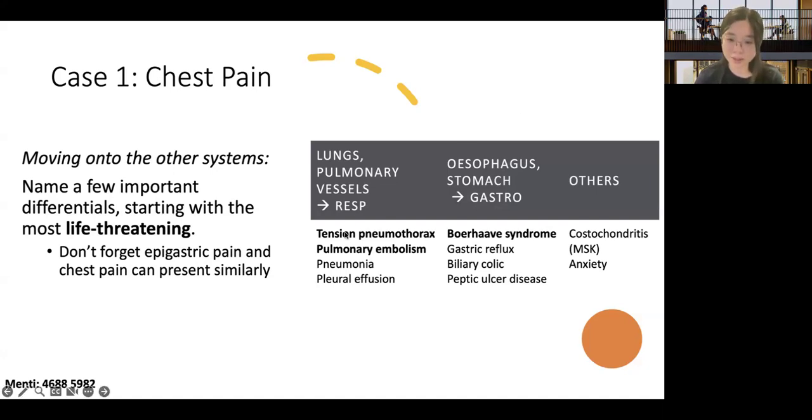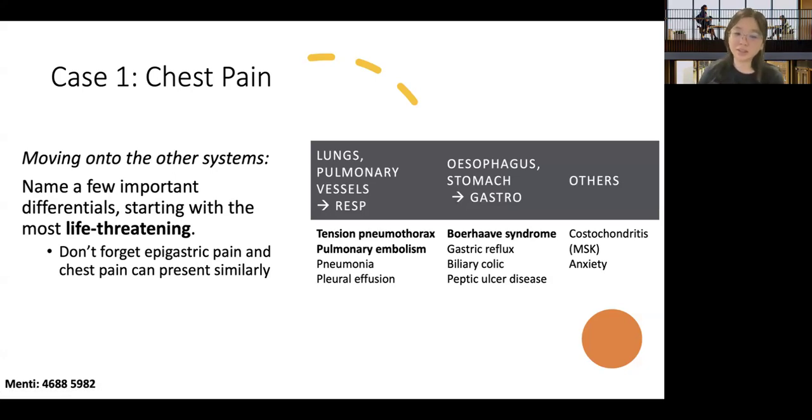The ones that I want to talk about today are tension pneumothorax, PE, and Boerhaave syndrome. These are the most life-threatening ones that we don't want to miss, and that's why I'll be going through these conditions. But some of the others: biliary colic, I think someone said something about gallstones just now, so yeah, that's correct. Gastric reflux is quite a benign cause of chest pain, as is peptic ulcer disease, and some other common differentials you might encounter in medical literature are costochondritis and anxiety.